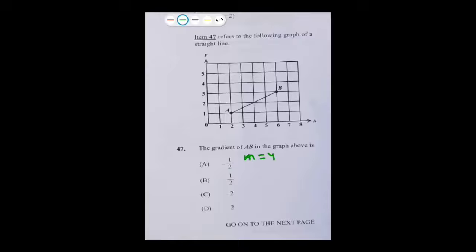First thing we need to do is write the equation of our gradient. So m is equal to y2 minus y1 divided by x2 minus x1. The first thing we need to do is write our coordinates first and foremost, and then we're going to label them. So for A, our coordinates would be 2 on the x and 1 on the y, and for B, it's going to be 6 on the x and 3 on the y-axis. Now we're going to label, so x1, y1, and then x2, y2.